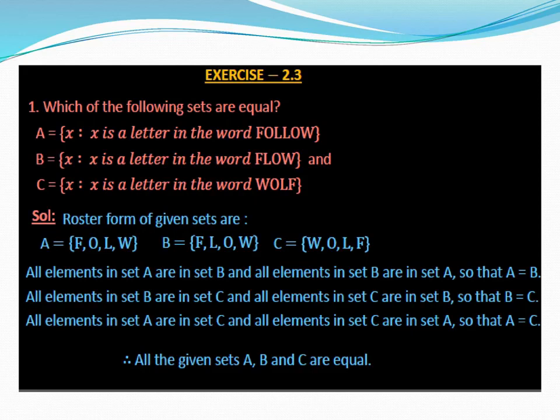So all the elements in set A are in set B and all elements in set B are in set A, so A equals B. And all elements in set B are in set C and all elements in set C are in set B, then we write B equals C. And all elements in set A are in set C and all elements in set C are in set A, so we write A equals C. So all the given sets A, B and C are equal.